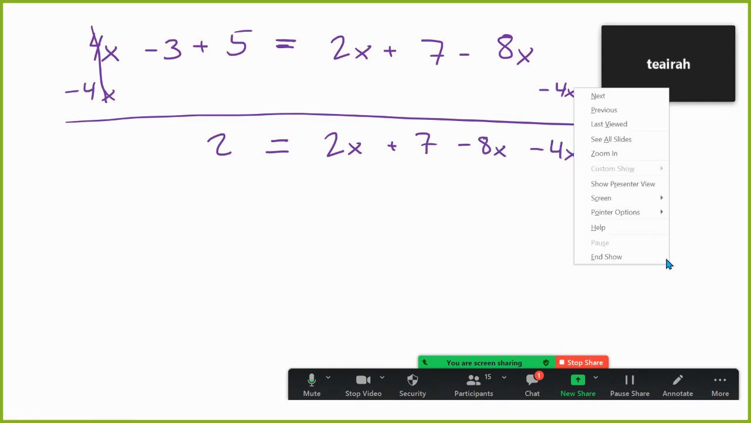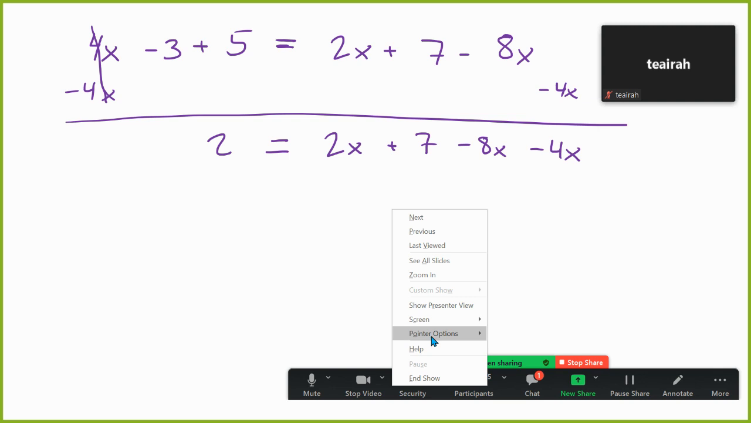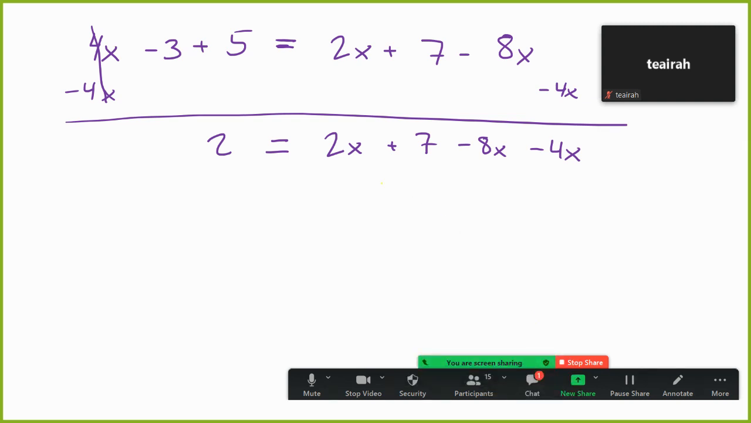Okay, so we want to try our best to focus in on the like terms, even though they're all not next to each other. So right here, 2x and negative 8 and negative 4. So in my mind, I'm separating those out and just saying 2 minus 8 minus 4. Tricky because of all the negatives. So, and it's 3 of them, not just 2 numbers. So we'll do it in 2 steps, okay? So 2 minus 8.